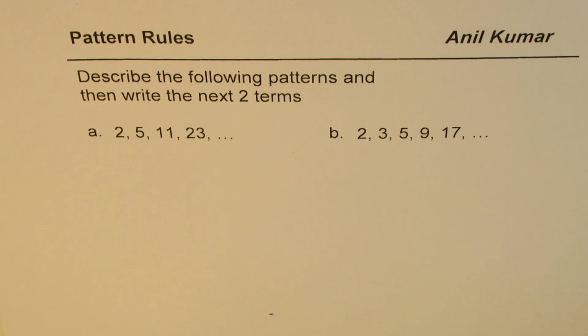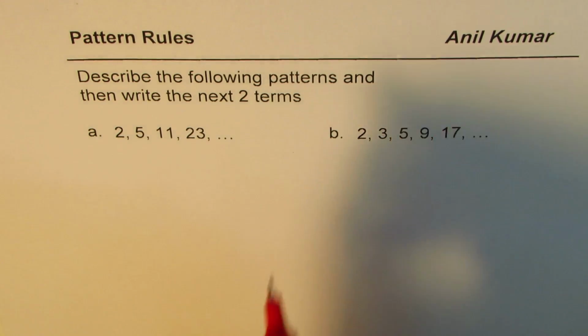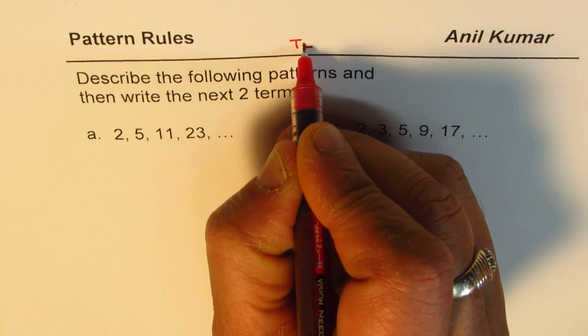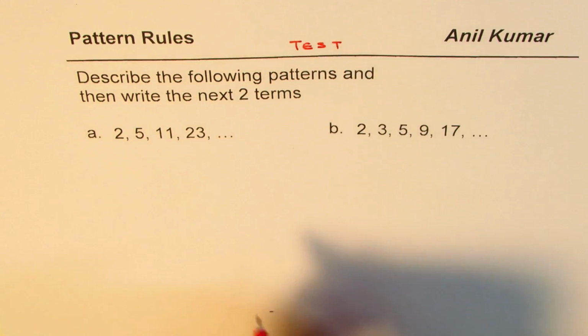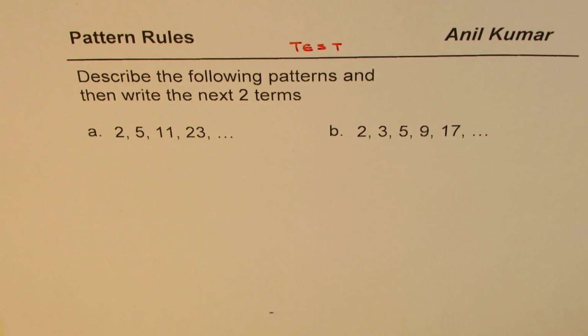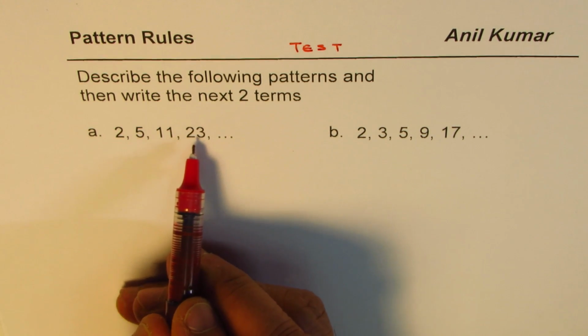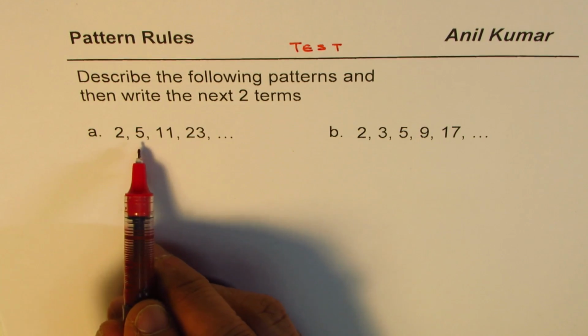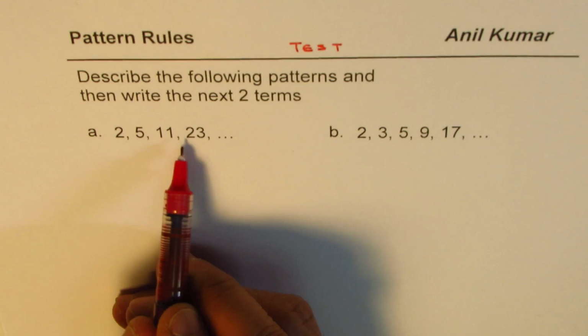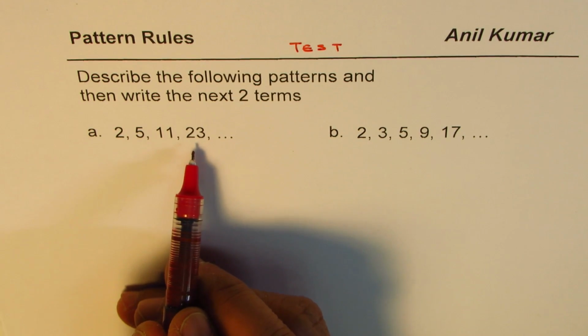Now let's try to figure out what kind of patterns we have. Let me write down the text here. Since this is not an easy problem, you might take some time to solve it. So think over it, right? So we have 2, 5, 11, 23. So numbers are rapidly increasing. That is what you see here.